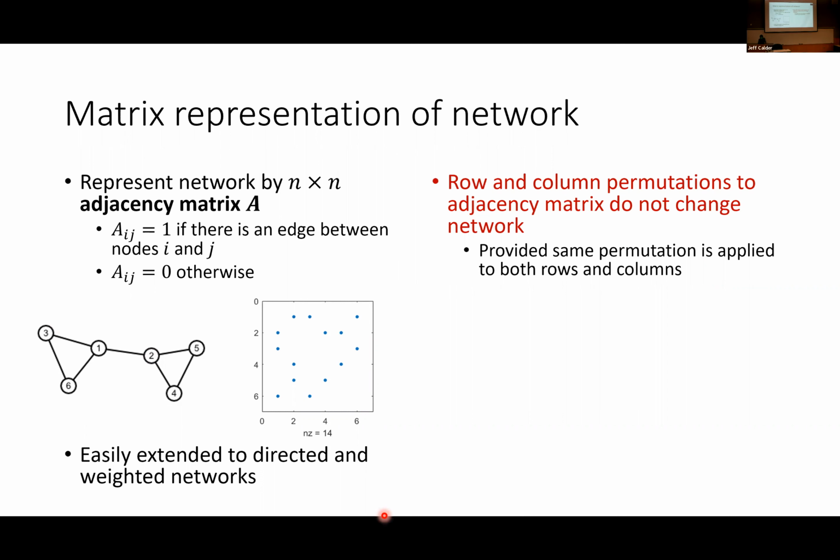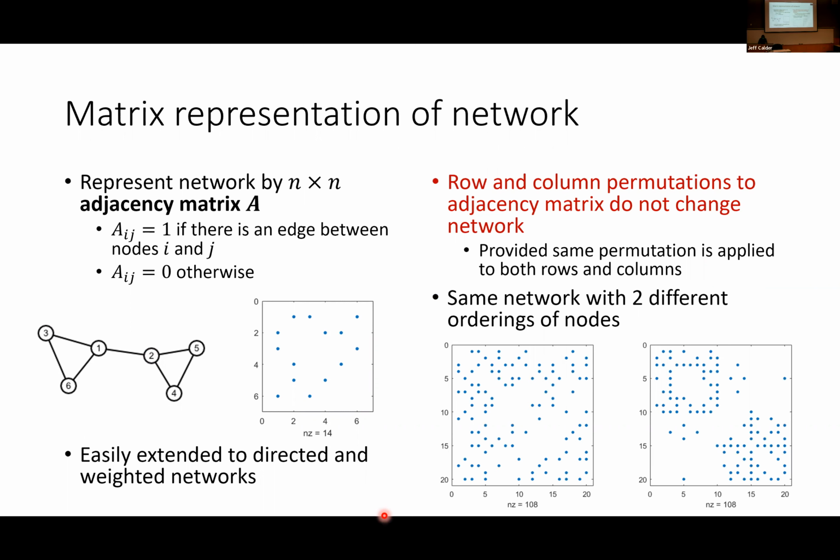The network itself. You change the matrix, but not the network. And this can often obscure a lot of structure in your network. So if I show you this, these are two different adjacency matrices for the same network, just with different orderings of nodes. And if you look at this one, this is just randomly numbered compared to this one here, where we've chosen a different node ordering.